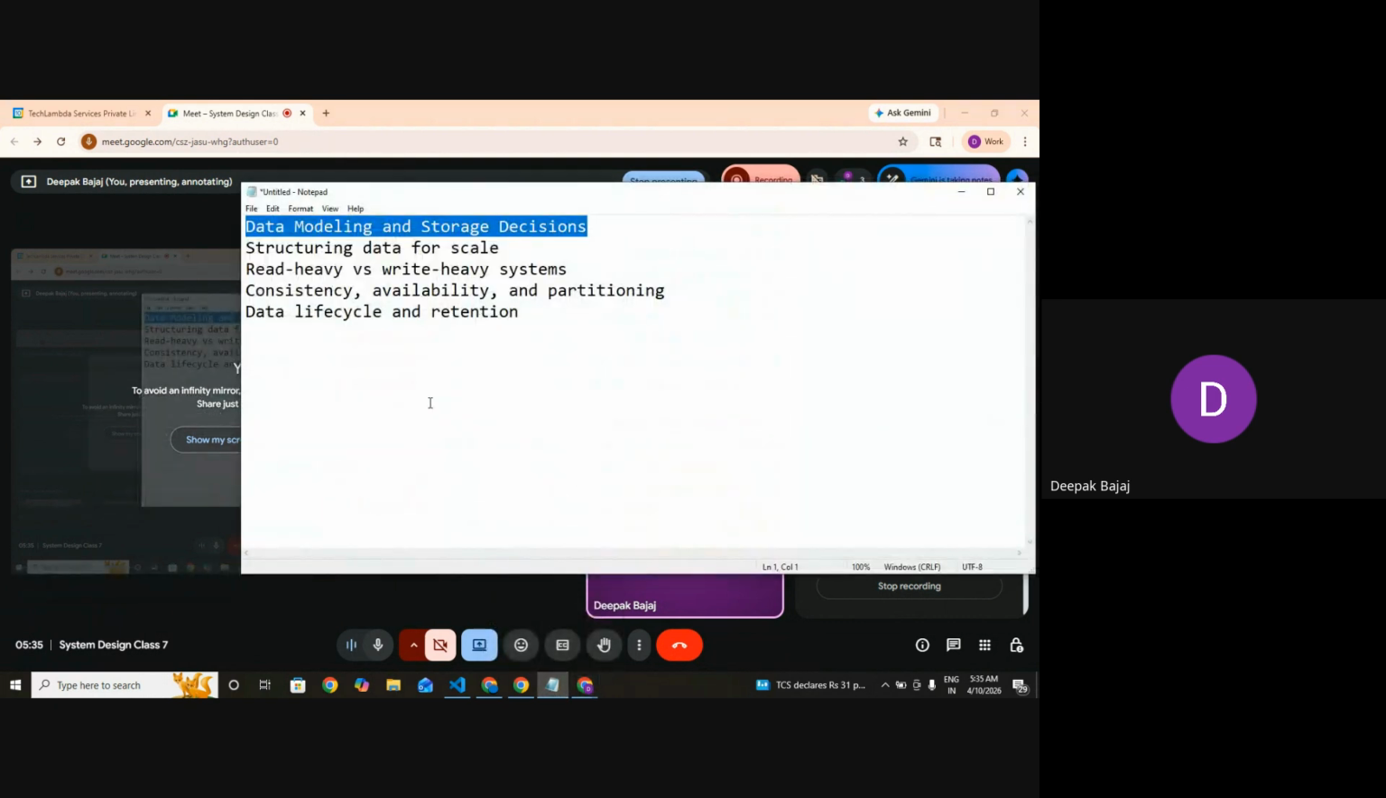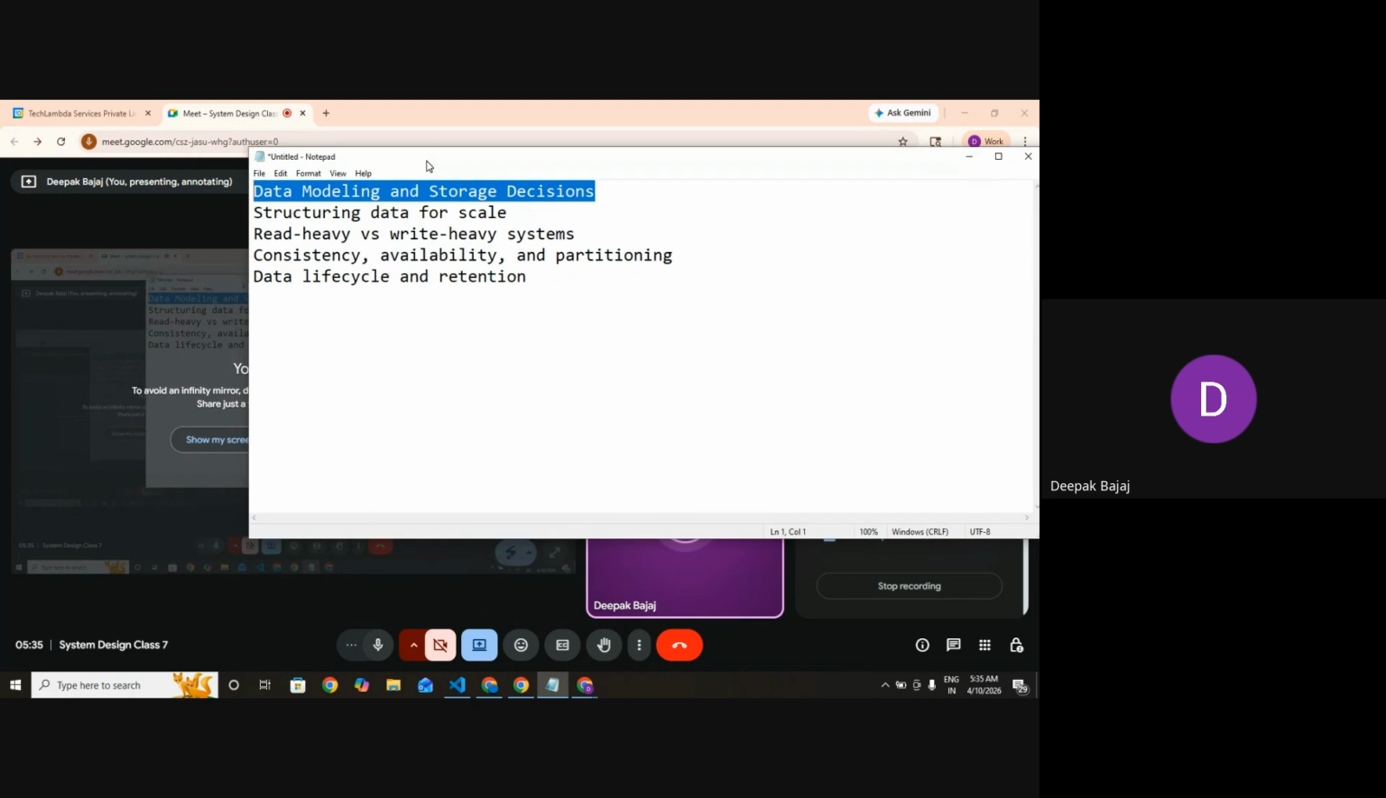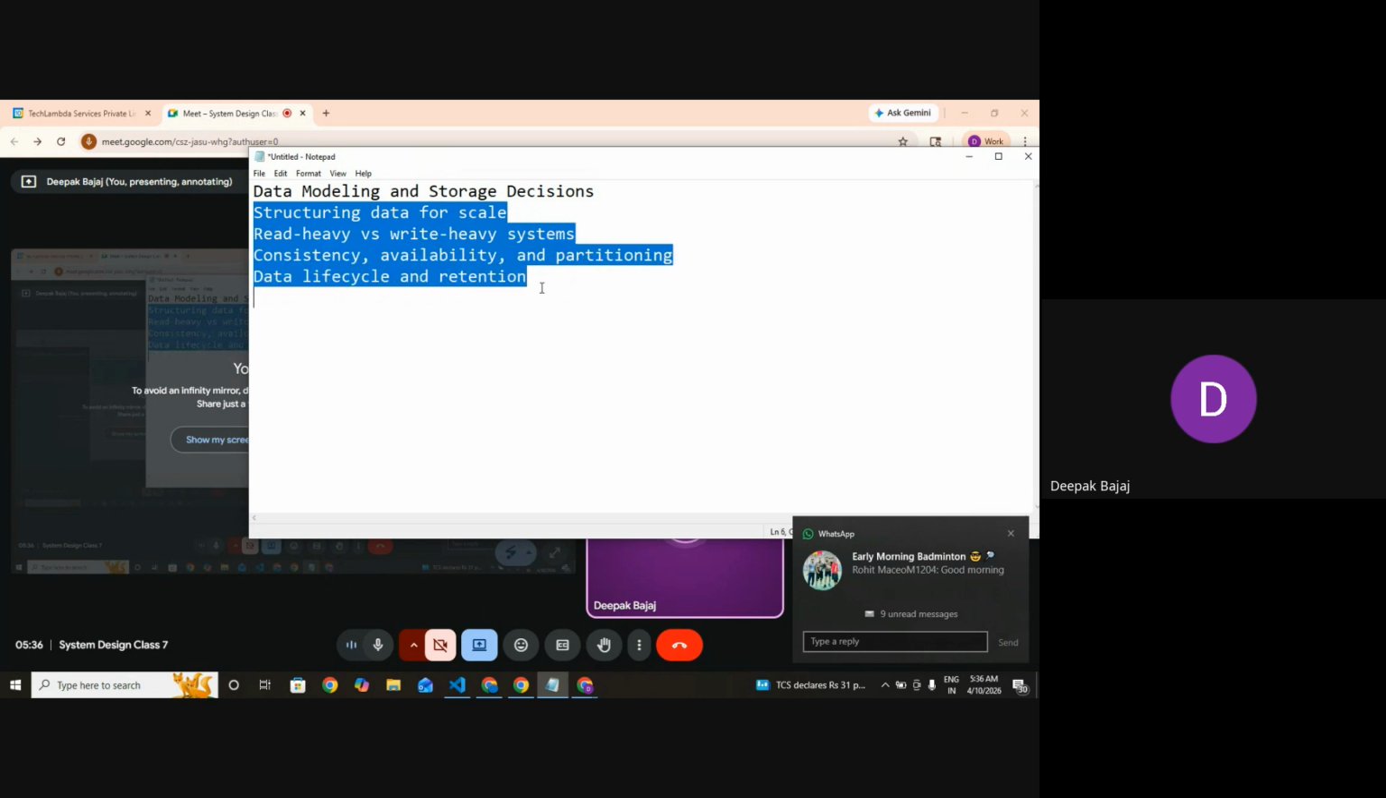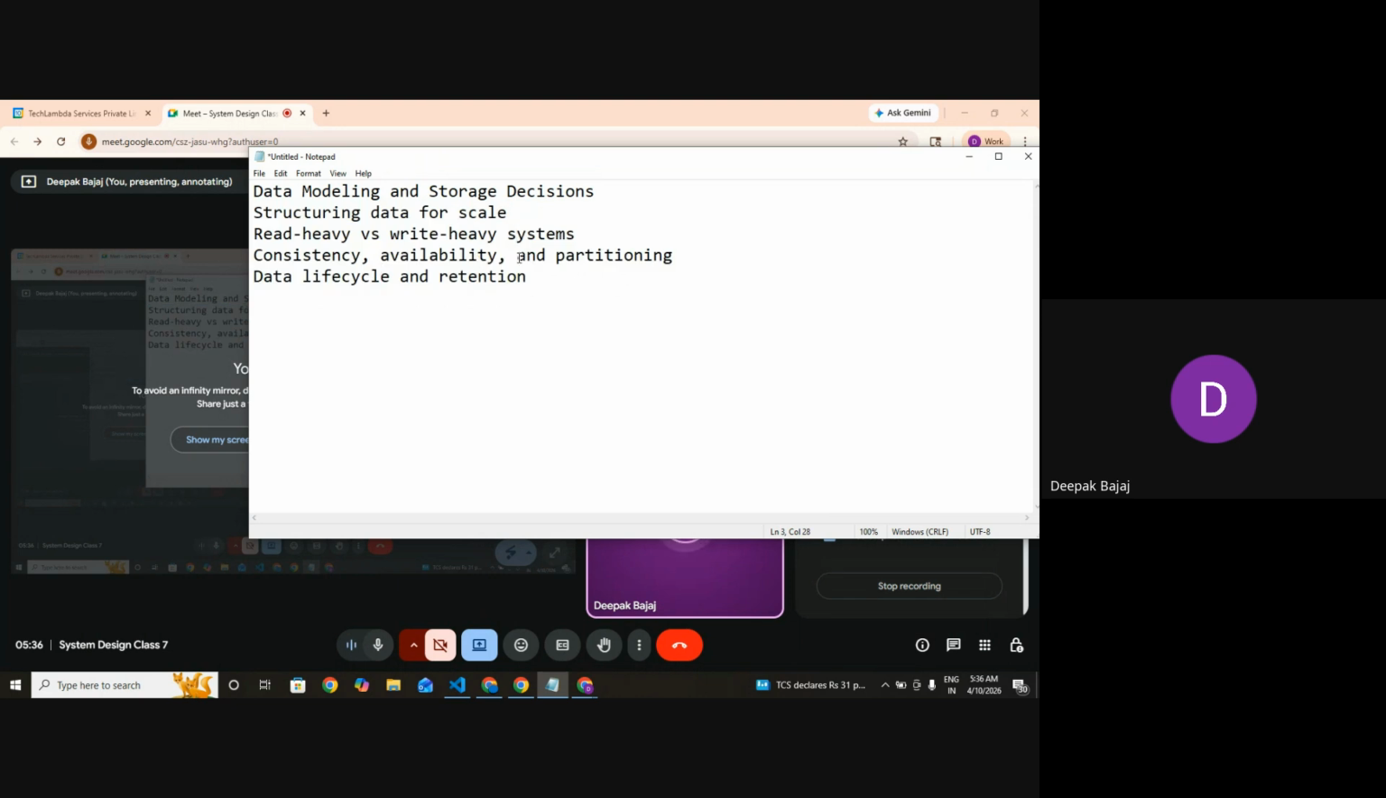So today we are going to cover these topics. This is our main module, you can say 5: data modeling and storage decisions, and the structured data which we need to cover. Structured data for scale, read heavy versus write heavy systems, consistency, availability, and partitioning, data lifecycle, and retention.